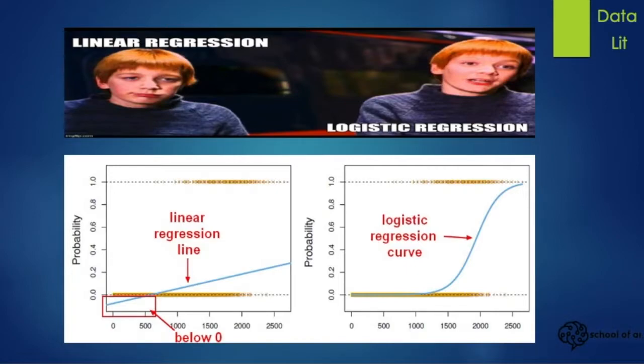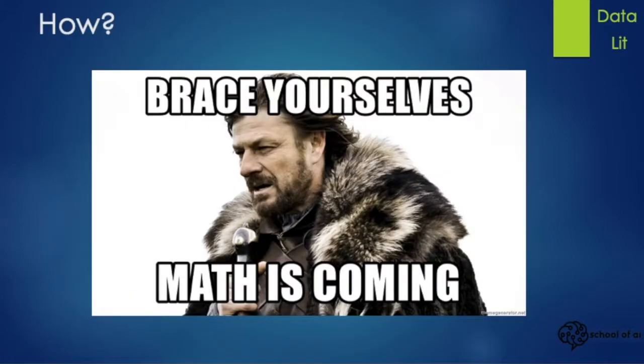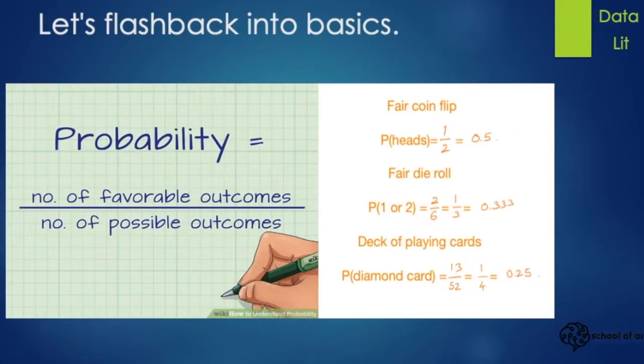It's very simple. In linear regression, we have a line that differentiates the outcome, whereas in logistic regression, we have a curve. This sounds simple, but there is a lot of math involved, and let's see how the math is going to help us differentiate these things and why this is being done. Let us flash back into the basics. Let's remind ourselves what probability is.